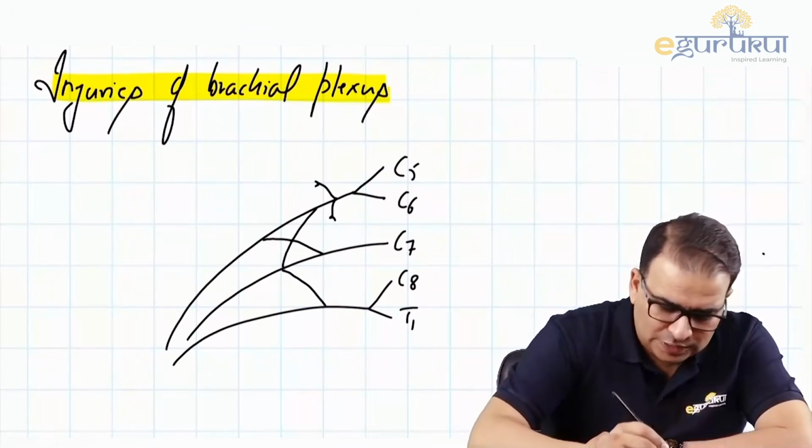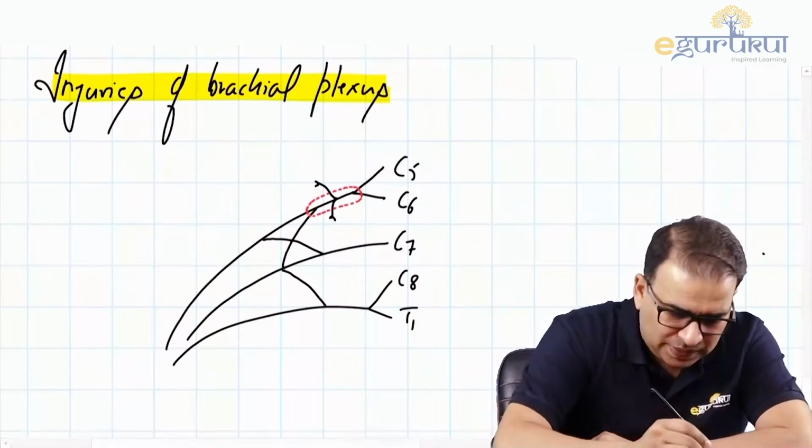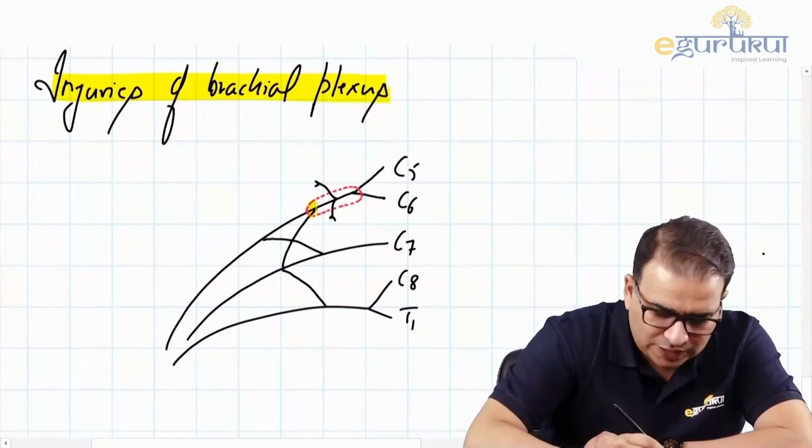Now, if you look at this point here, if I just encircle this region, this basically is a meeting point, a point where almost 6 nerves are in there.